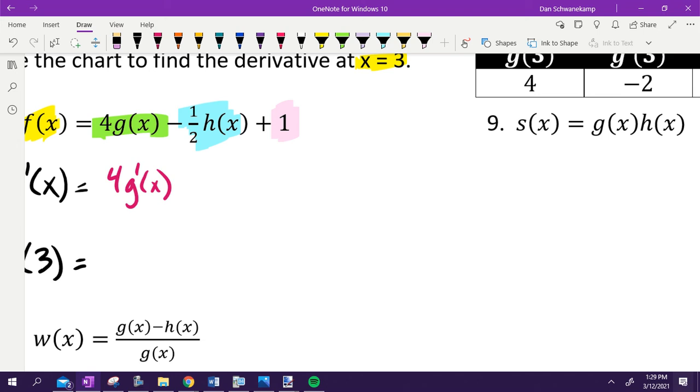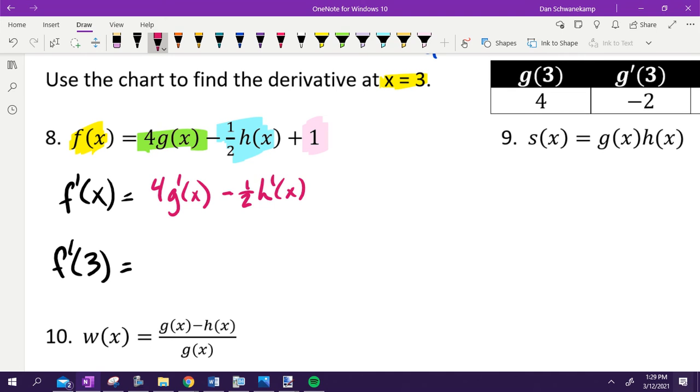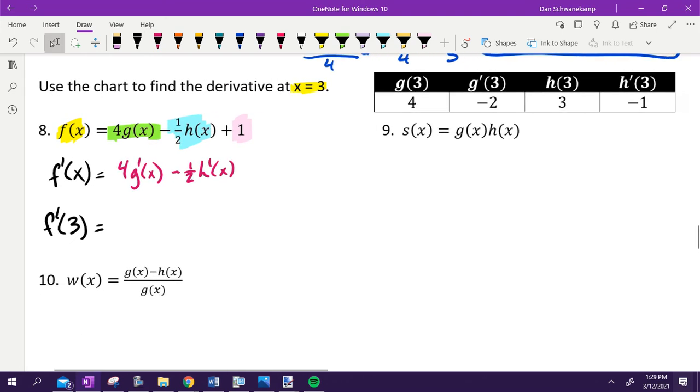So for this same idea, what is negative 1/2 h of x going to get me when I take the derivative? Negative 1/2 h prime. Cool. And what's the derivative of 1? 0. Done. Okay. Now all I need to do, that's f prime. Now I'm trying to find f prime at 3. So if I'm finding f prime at 3, I'm taking the number 3 and I am plugging it in. So this is going to be 4 times g prime at 3.